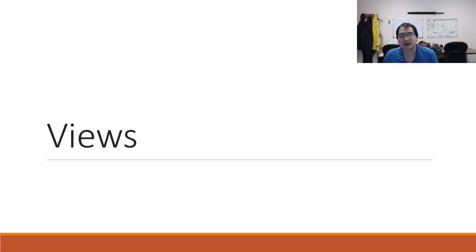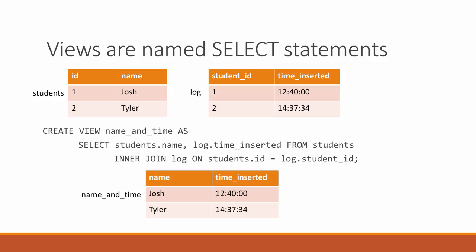In this video, we're talking about another type of object like tables and triggers that you store in a database, and they're called views. And views sound complicated, but they're really not. Views are really named select statements. They're often talked about in more complicated ways, but that's really what they are.